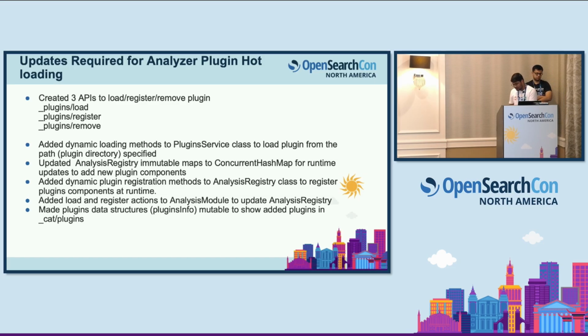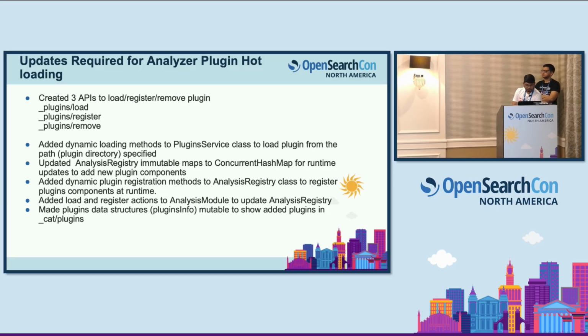Then lastly, we made a change in the plugins info data structure. This plugin info is the one that stores the information about your plugins, and cat plugins also refers to this data structure. So we made this data structure dynamic as well, and so after calling this plugin register API, we were able to see the information that a new plugin is installed via cat plugins itself.